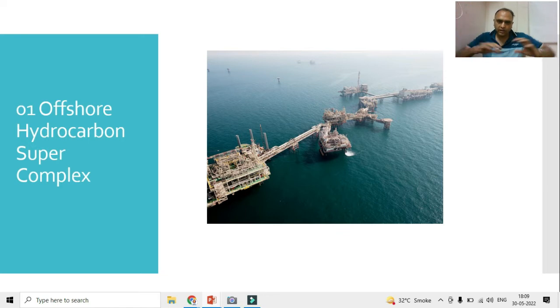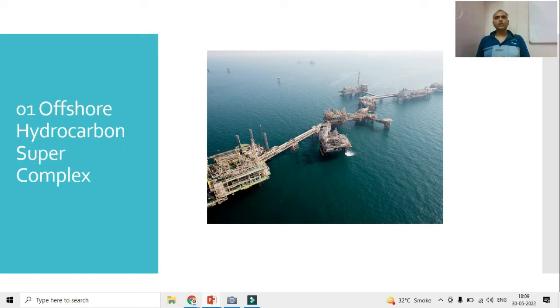So to get the sellable quality of this hydrocarbon, we have to remove certain impurities, and for processing that we require the main process platform. That is a very simple explanation of this.